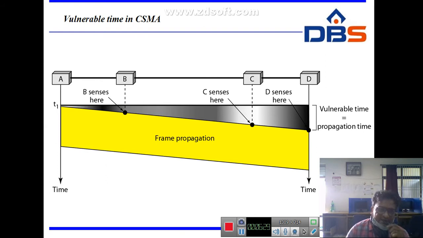Whenever a station senses the channel and there is no data transmission at that time, it may transmit its data. The collision depends on the propagation time of the frame. So the vulnerable time for CSMA is the propagation time.